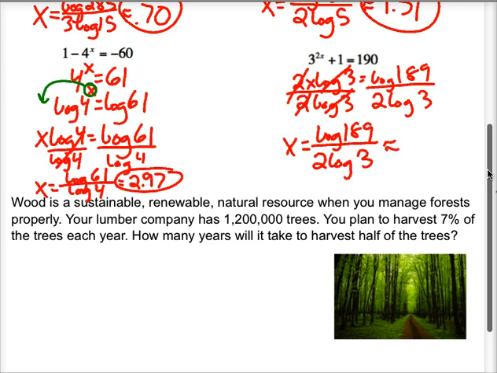And now I can type that into my calculator. So log of 189 divided by 2 divided by log of 3. That is going to approximately give me 2.39.